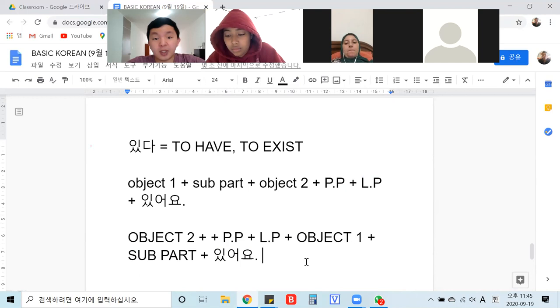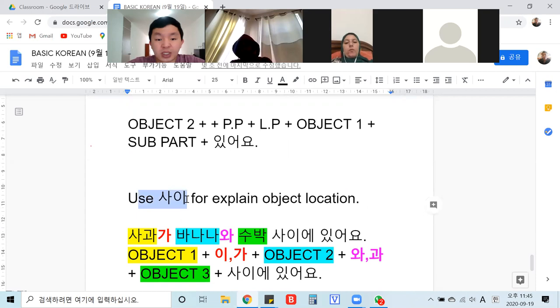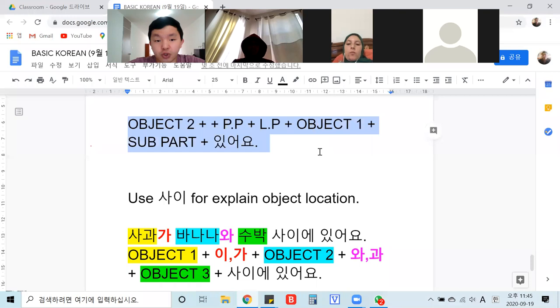So this is what we practiced, and I also gave you homework, and most of you did very well, good job. And now we are going to jump into using 사이. 사이 means between, for explaining object location. This is a bit different. You have to use another structure. This structure is not going to work.